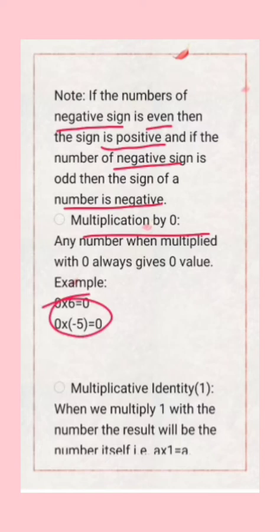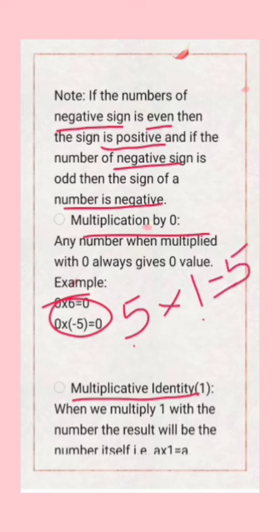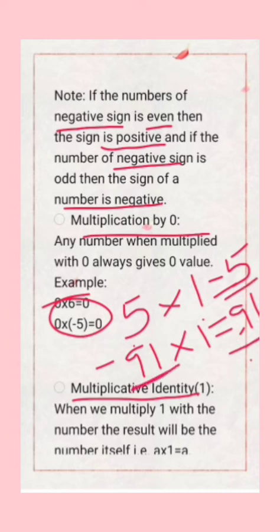Next, multiplication by 0. We know very well, if we multiply any number by 0, our answer will be 0. Multiplicative identity, what's that? If you multiply any number by 1, you will get the same number. Let's say 5 1s. Here you are multiplying 5 with 1, so your answer will be 5. Then -91 multiplied by 1, 91 1s are 91, and this minus sign is only one time, hence minus.